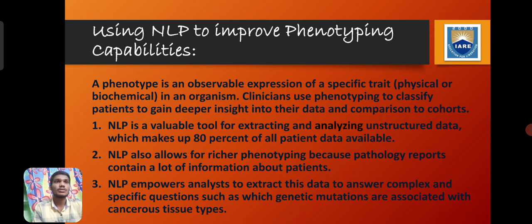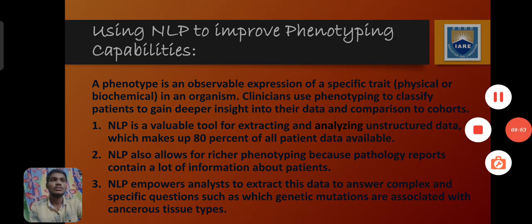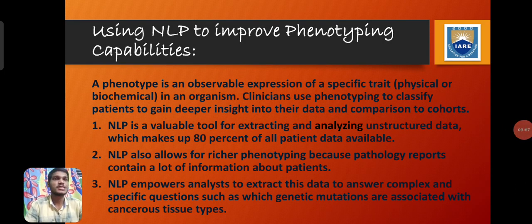Using ML to improve phenotyping capabilities. A phenotype is an observable expression of a specific trait, physical or biochemical, in an organism. Clinicians use phenotyping for classifying patients to gain deeper insight into their data and for comparison to a control point. NLP is an available tool for extracting and analyzing unstructured data, which makes up 80% of all patient data available. NLP is also useful for researchers because pathology reports contain a lot of information about patients. NLP empowers analysts to extract this data to answer complex and specific questions, such as which genetic variants are associated with cancerous tissue types.